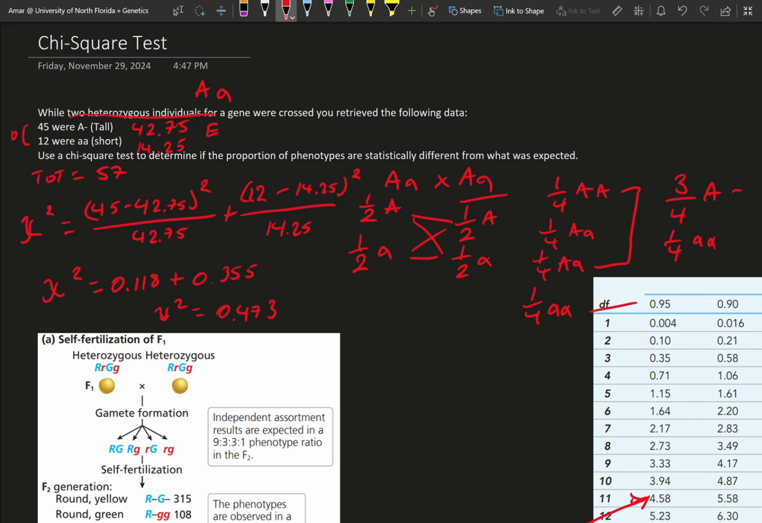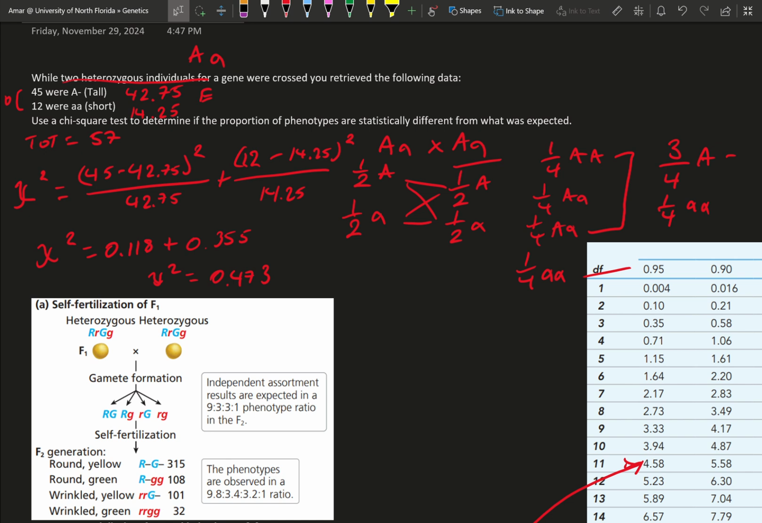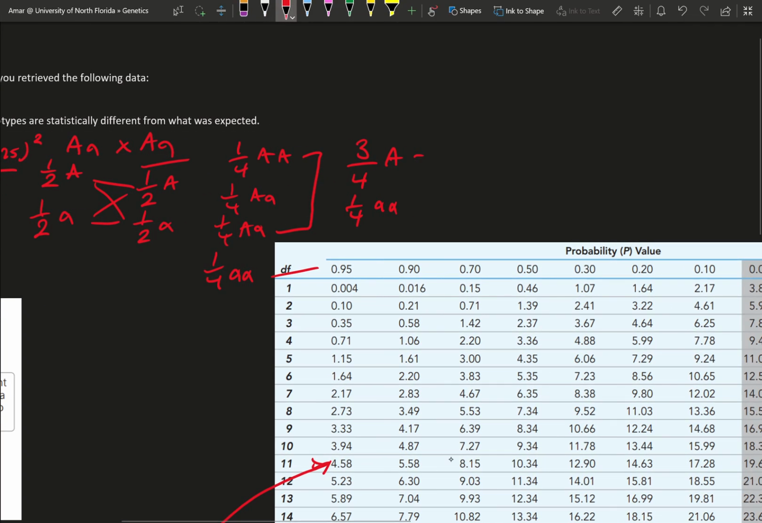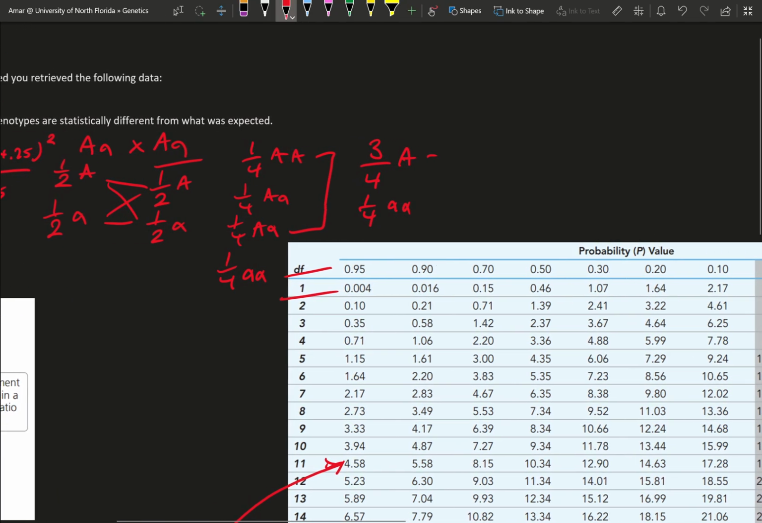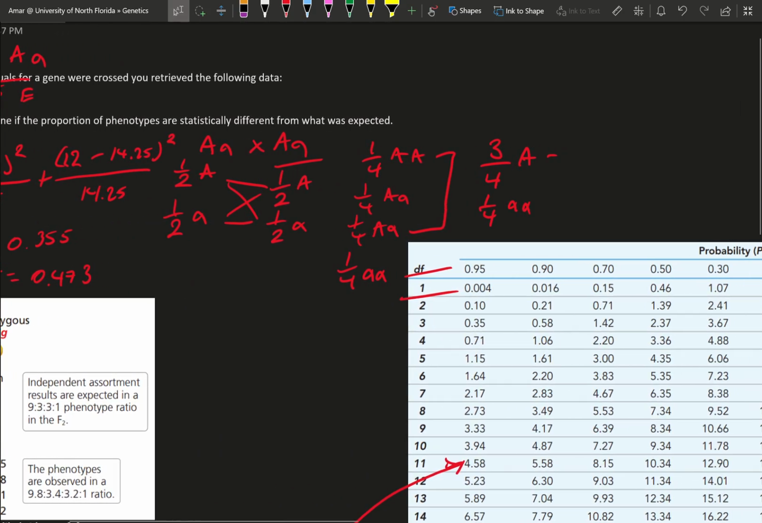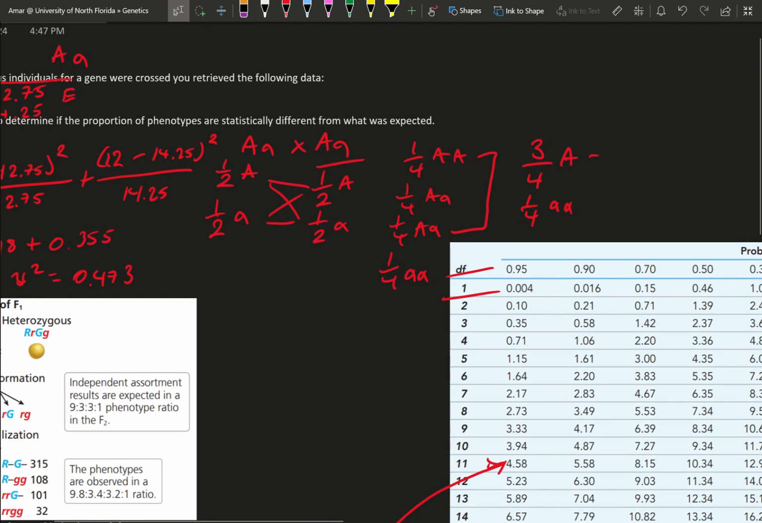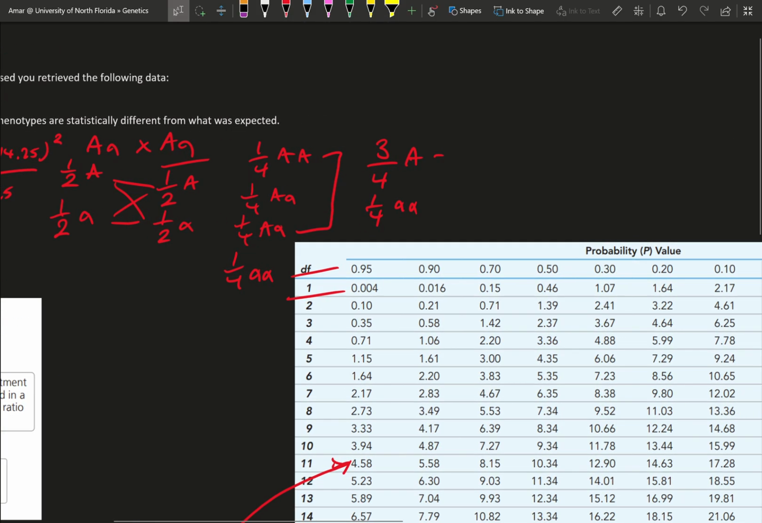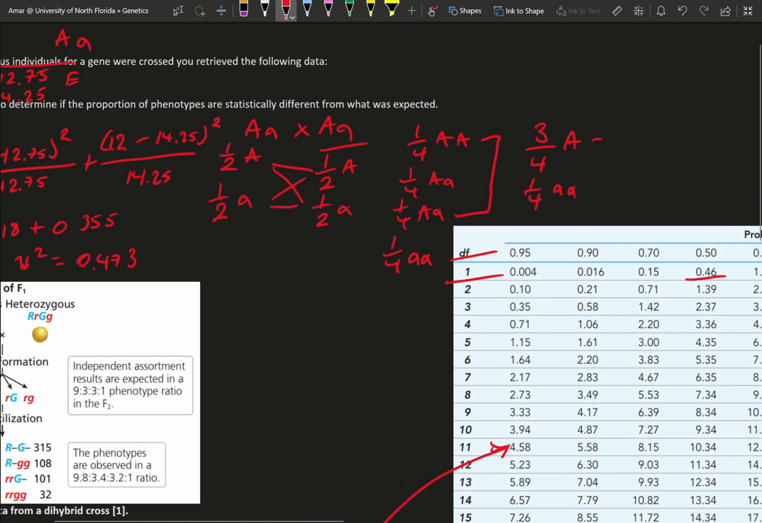Okay, so we got a result right here. We got a value of 0.473. Because we have two different independent variables, or two different phenotypes, our degrees of freedom is essentially just 1. So we're going to go to this table, look over here at the 1 position, and find a value that is close to our value, which is 0.473. It looks like somewhere around here, around this mark, 0.46.